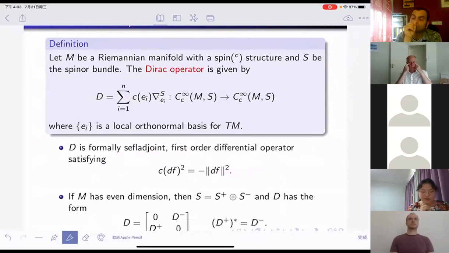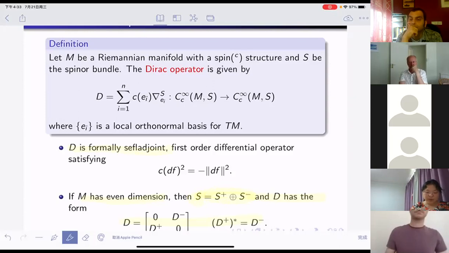And one thing I would like to mention is that when M has even dimension, the canonical Dirac operator is of this off-diagonal form, and we call that form odd type. And because D is formally self-adjoint with respect to this Z2 grading of the spinor bundle, one can have D plus and D minus, which are adjoint to each other. That is something we will mention later.